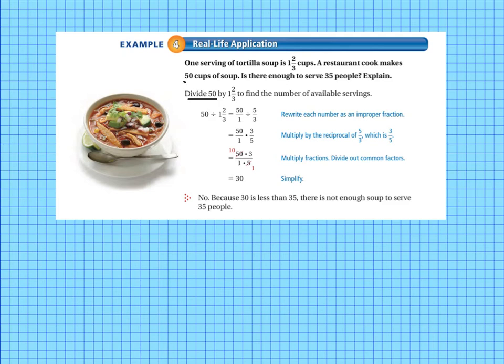So we have 50 cups of soup. Each one is 1 2/3. So if you can imagine this soup in a big pot, and you're taking out 1 2/3 cups at a time, you're doing that over and over until you have your 35 people served. So you want to see if you're going to have enough to serve 35 people. So if your answer to this is 35 or greater, you're all set. You've got enough to serve everybody.